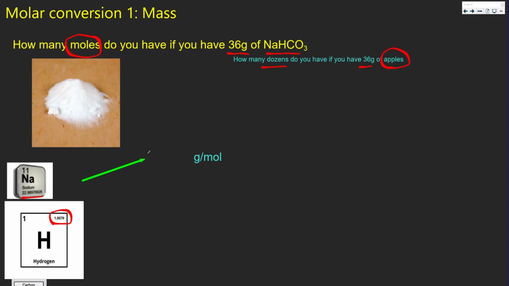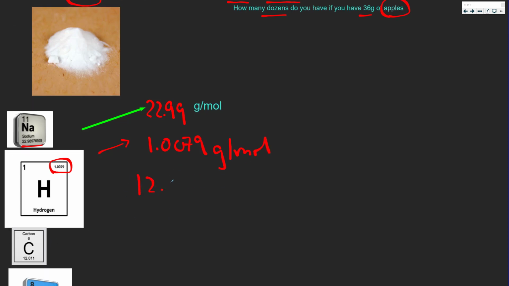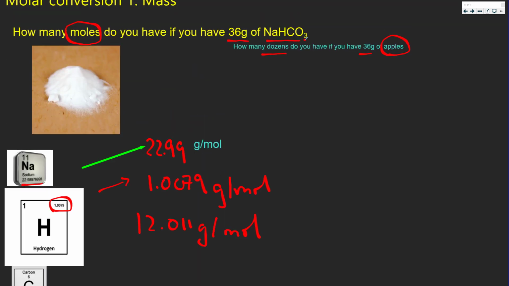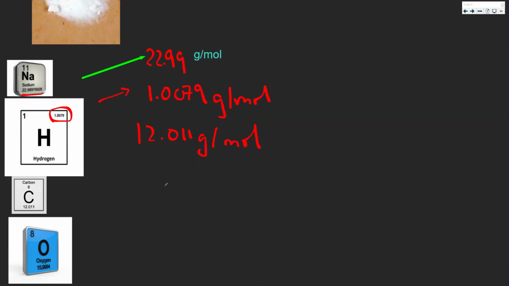So the first one, for sodium, you have 22.989. Let's just round this off to 22.99 grams per mole. Hydrogen is going to be 1.0079, or just 8 since we're using 2 decimal places. And then for carbon, this is going to be 12.011 grams per mole. And then the last one, I have oxygen. Do I just need 1 oxygen? No, I need 3 of them because I have this subscript of 3. So I'm going to have 3 times 15.999 grams per mole. So it's almost like 16 here.